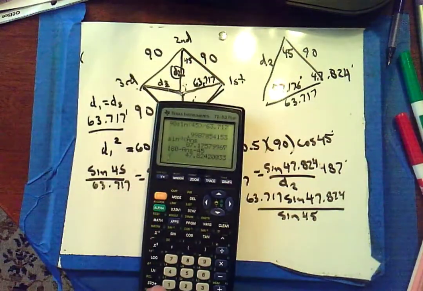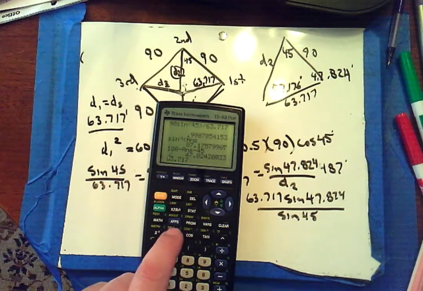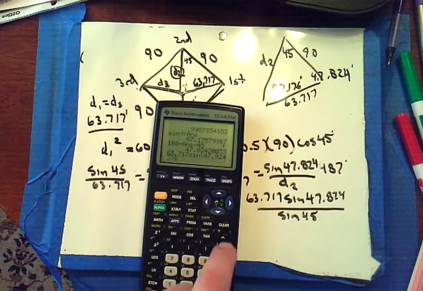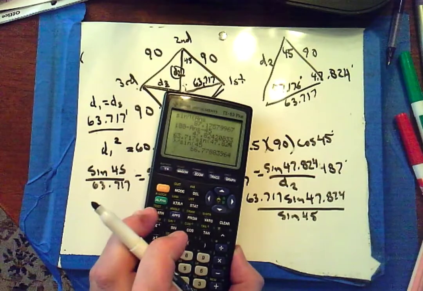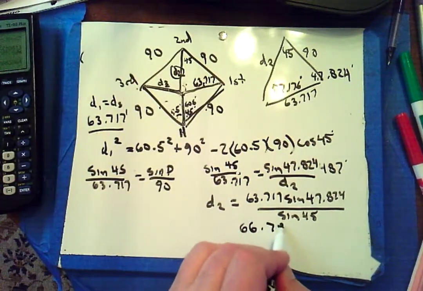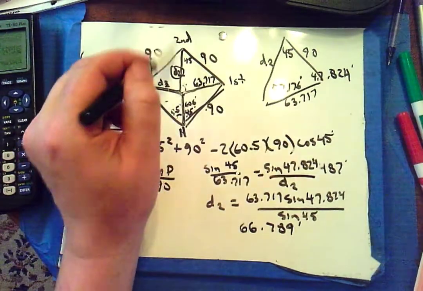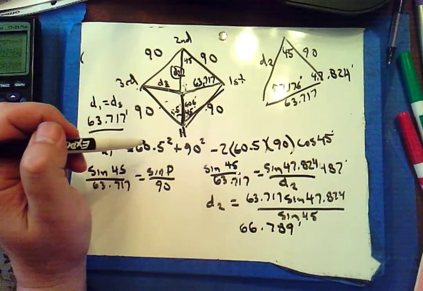Let's see what that turns out to be. 63.717 sine 47.824, close parentheses, divide by the sine of 45, and I get 66.789 feet. But there's an easier way to find D2, especially since we already know the distance to home.